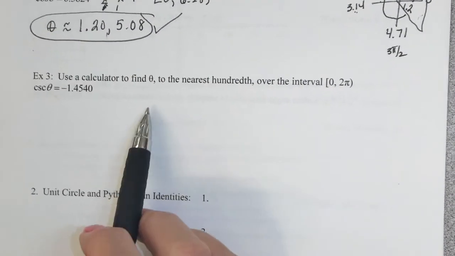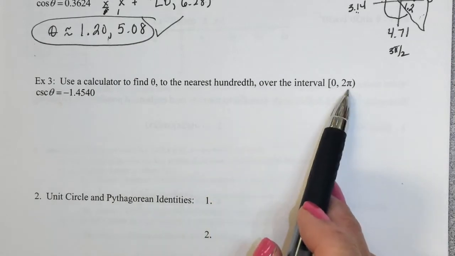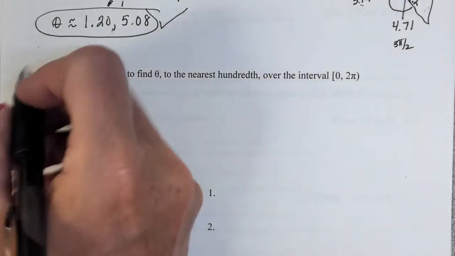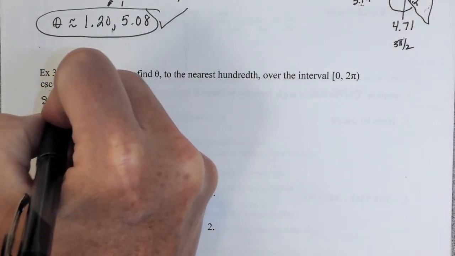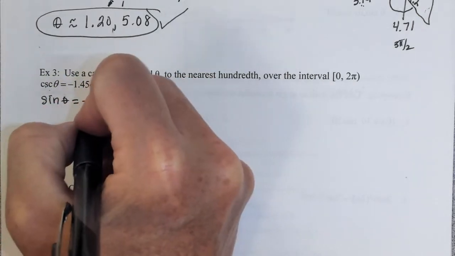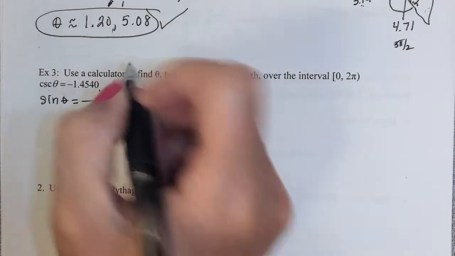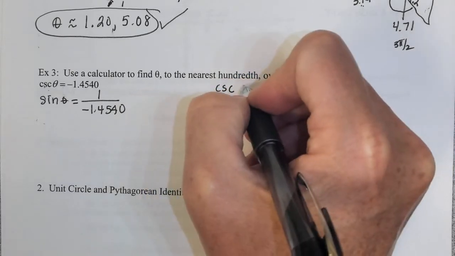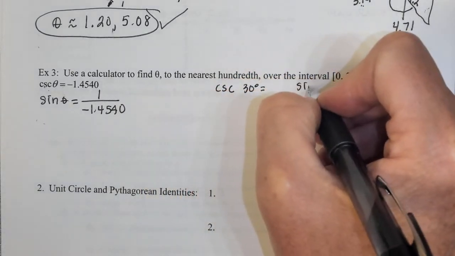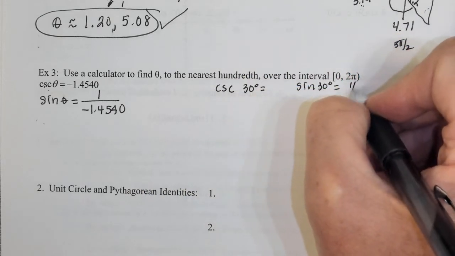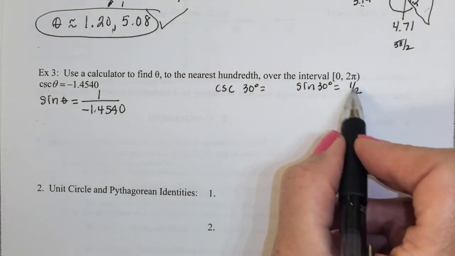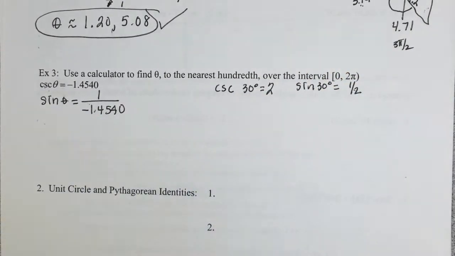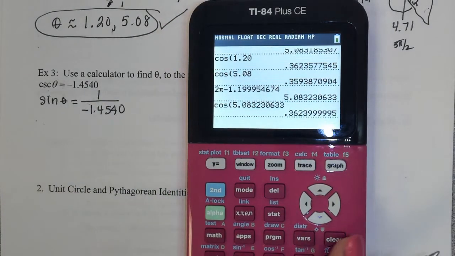All right, use a calculator to find theta to the nearest hundredth from 0 to 2 pi, so same thing, but we have cosecant. Cosecant is going to be a reciprocal function. I have to write it as sine. So I'm going to have to do 1 divided by this in order to change it into a sine. If I ask you to find the cosecant of 30 degrees, I would have to do the sine of 30 degrees, and I know that's going to be 1/2, and so then the cosecant is going to be the reciprocal of this ratio, 2. Same thing here. If I want to be using sine, I have to do the reciprocal of the ratio.